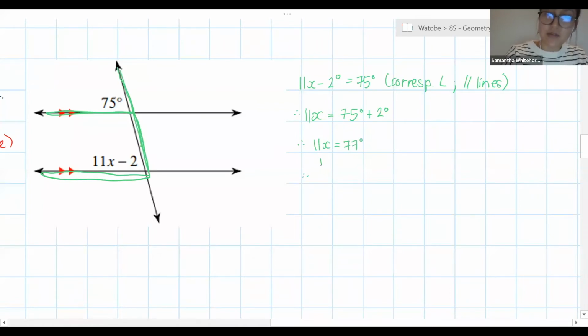Then, like you say, we divide. So what is 77 divided by 11? 7, ma'am. Awesome. Nailed it. 100%.